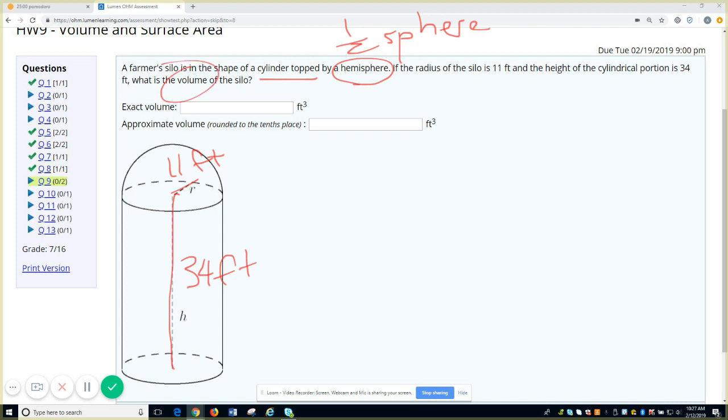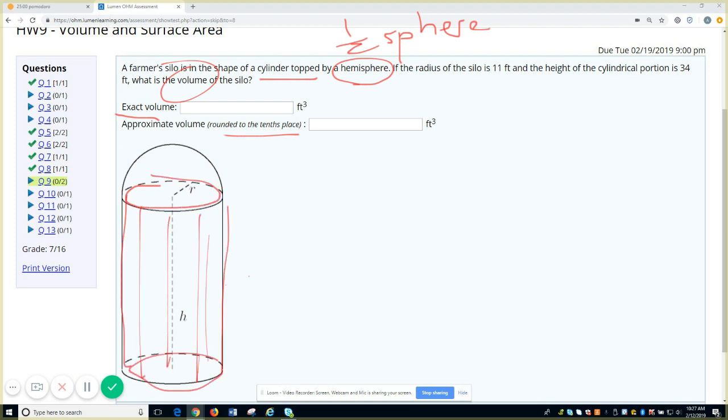So our question is to find the volume. Now we need to find both the exact volume, which means in terms of pi and using fractions, and also the rounded volume. So it's a two-part problem because we have two shapes put together. Let's start with the cylinder. We're going to find the volume of the cylindrical part.